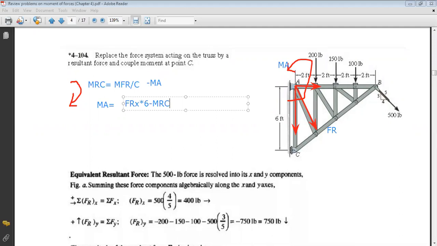If you get a positive result for MA, this means that your assumption is true and MA is counterclockwise. And if not, it should be in the opposite. But physically, when you did an analysis, you know that it should be in the counterclockwise direction. Okay? Any question?